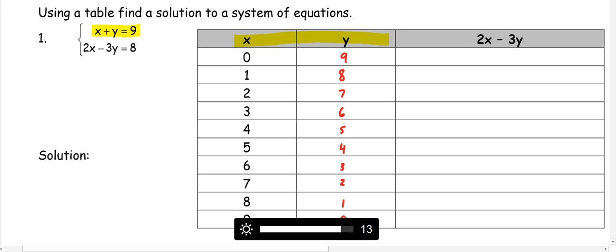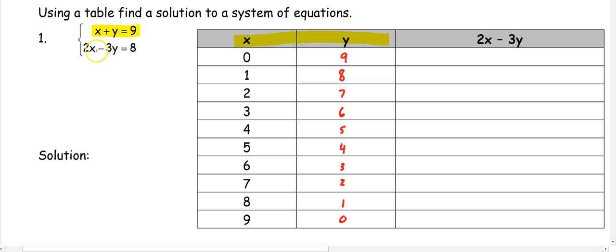Then we're going to test which points work in that second equation. So we're going to use 2 times the x value minus 3 times the y value to equal 8. We can either do this by hand or we can use our calculator to help us.